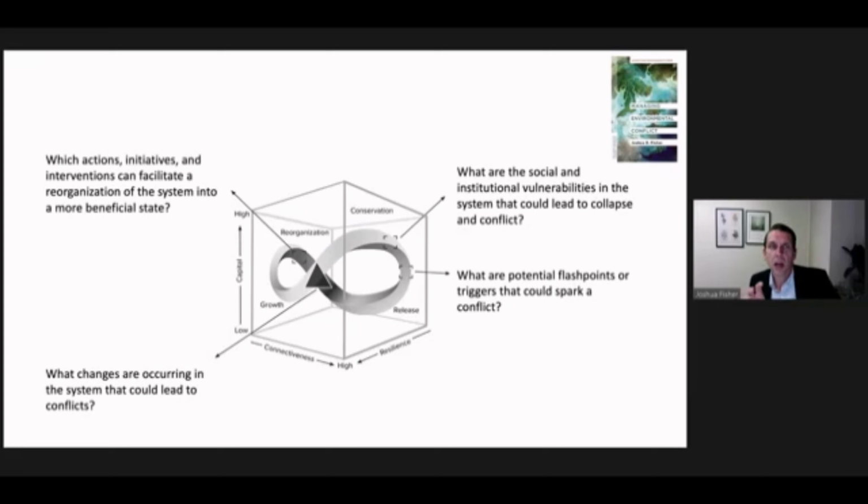And based on all of that information, which actions, which initiatives, or which interventions might be able to facilitate the reorganization of the system into a more beneficial state. Again, where beneficial is socially, economically, and environmentally beneficial. So that's all great, but the final piece of it is who needs to be involved in these processes, and how do we encourage them to jump into or agree to be involved in a collaborative process?